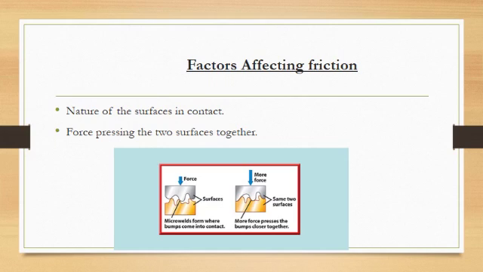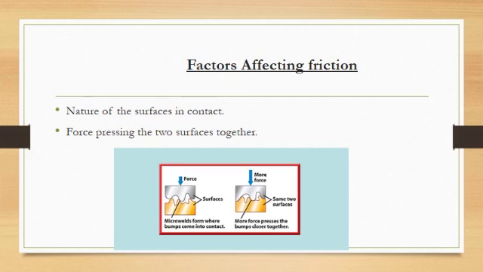Students, earlier you already studied that the force of friction between two surfaces in contact depends on the nature of the two surfaces in contact, that is, roughness or smoothness of the surfaces. The force of friction is greater where rougher surfaces are involved. The smoother the surfaces, the smaller is the force of friction between them. The force of friction mainly depends on the nature of the two surfaces in contact, and second thing, the force pressing the two surfaces together.